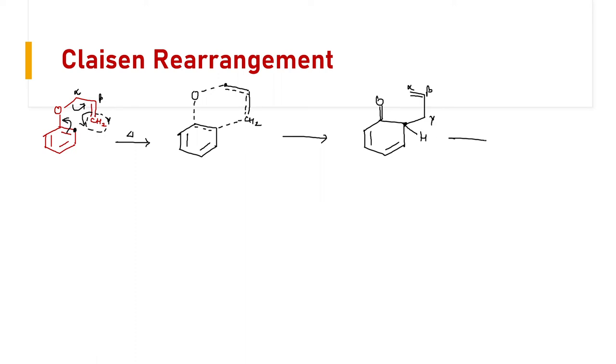Over here, tautomerization will take place and you will be getting gamma, beta, alpha. We'll get this. Now, please do remember that if the ortho positions are occupied, let's say here I put a group X, and here also I put an X.